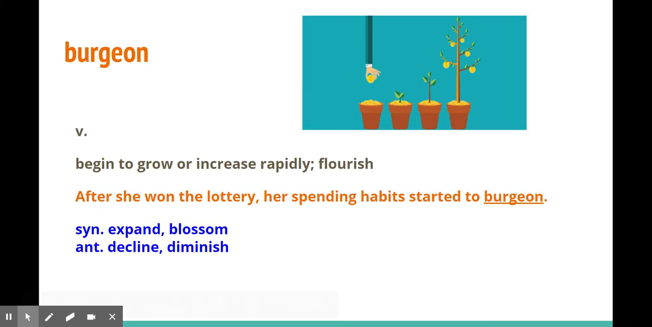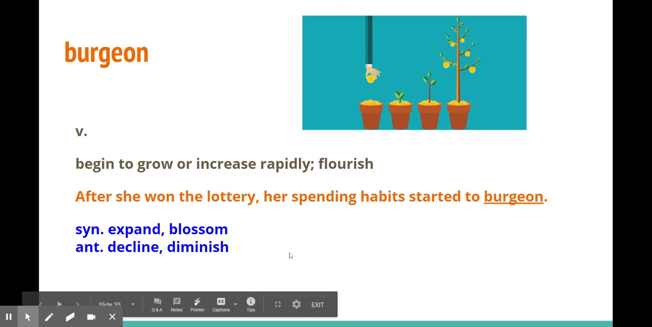The next word is burgeon, which is a verb. It's an action word, and it means to begin to grow or increase rapidly, flourish. After she won the lottery, her spending habits started to burgeon. Your vocabulary has been burgeoning this year as you have been learning more words. Synonyms: expand, blossom. Antonyms: decline, diminish. Burgeon.